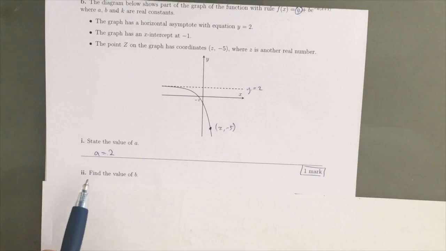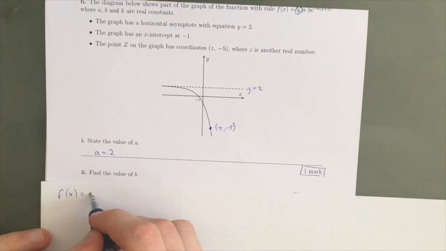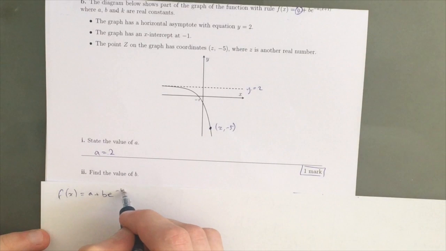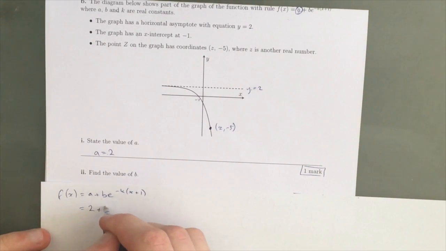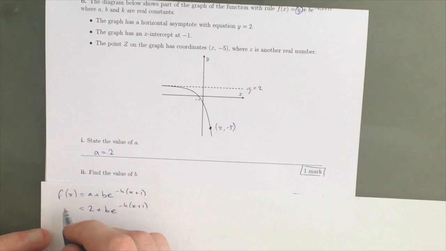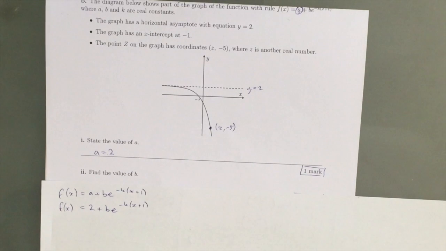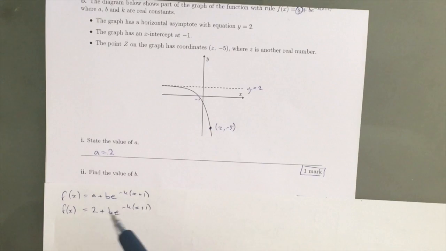Part I, find the value of b. So we have f of x equals a plus b e to the negative k x plus 1. And we know that a is equal to 2. So we have 2 plus b e to the negative k x plus 1. And we know that we need to find out what b is. So how do we do that?